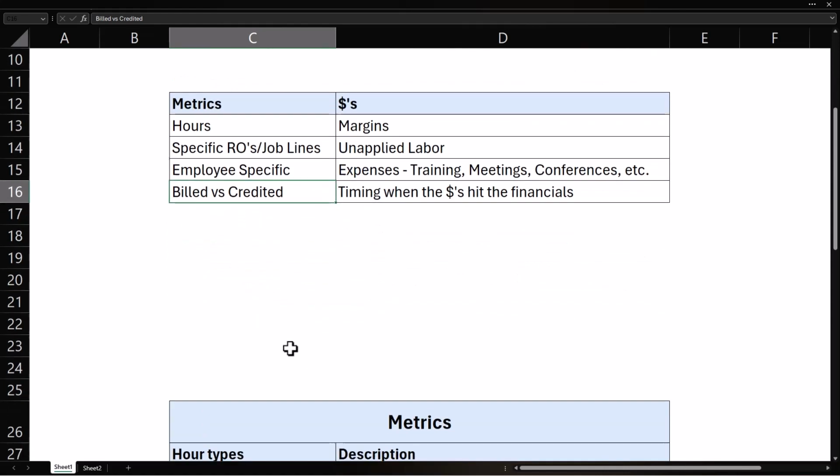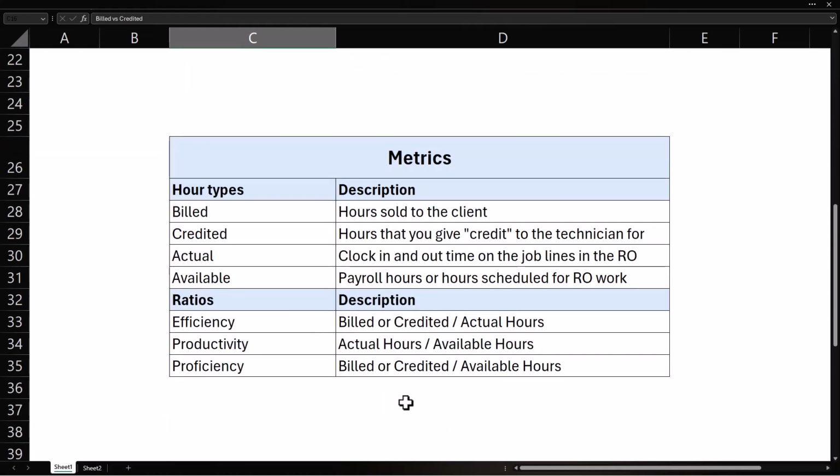So let's go ahead and start with some definitions with metrics. We have different hour types. We've got billed. Those are the hours that are sold to the client. Credited. This is something that not a lot of dealers use, or they don't know that it's an option. But these are the amount of hours that are credited to the technician.